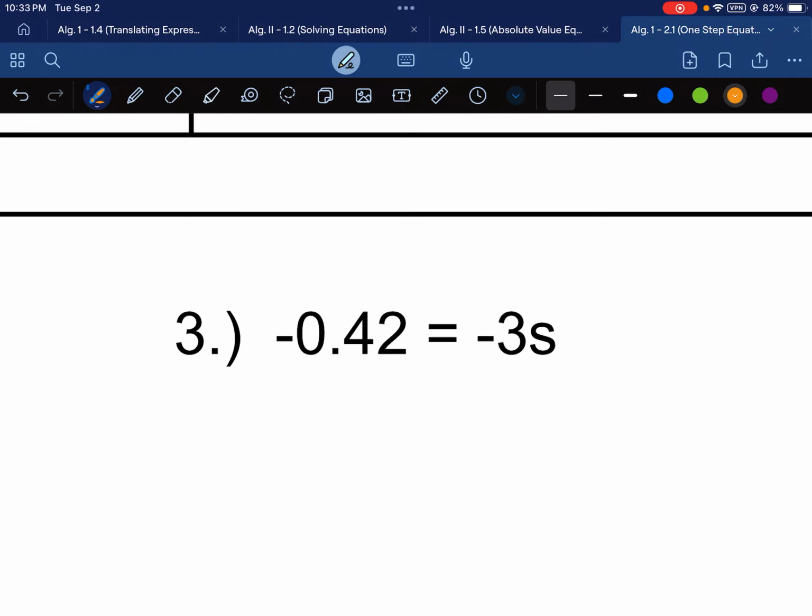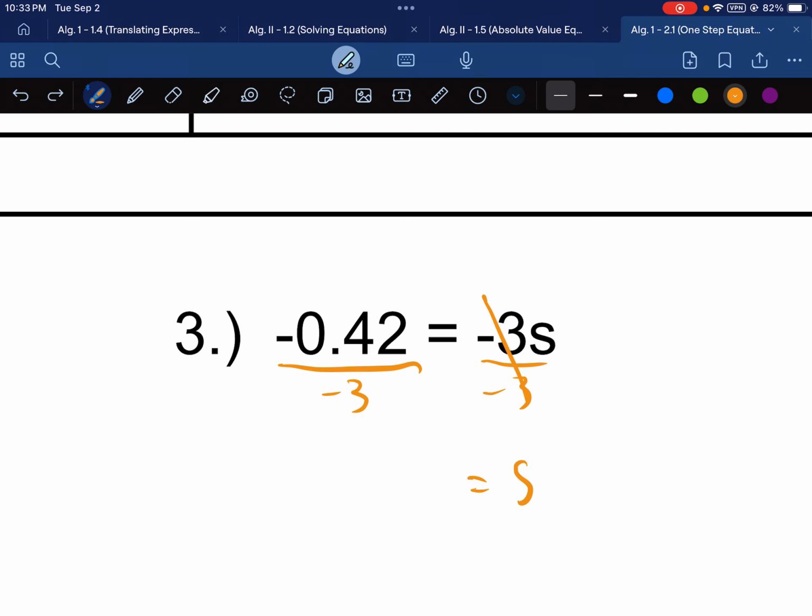Number 3 here, negative 0.42 equals negative 3s. So s is being multiplied by negative 3, so to undo that we divide by negative 3. And if we do it to one side, we have to do it to the other side to keep it accurate and true. So on the right side, negative 3 divided by negative 3 is positive 1, and I get positive 1s, or s.